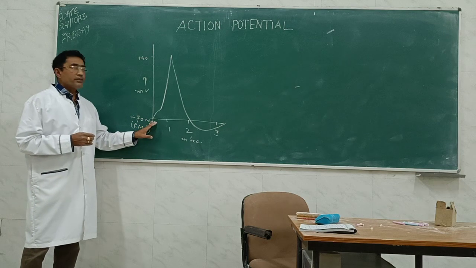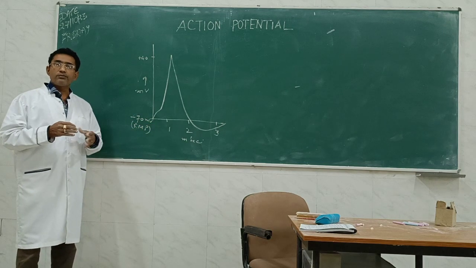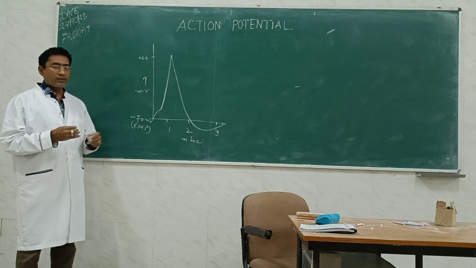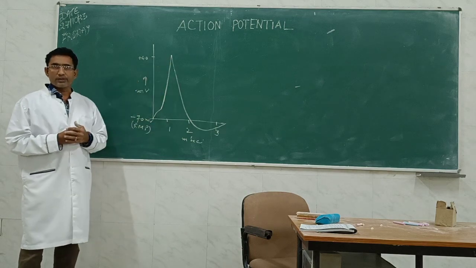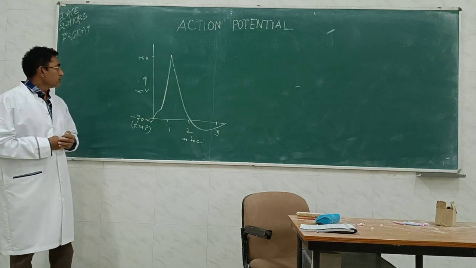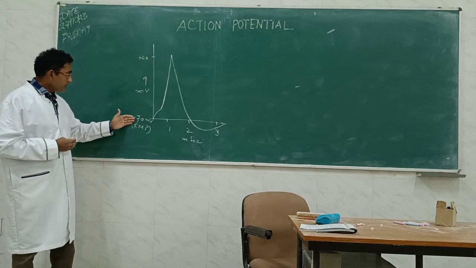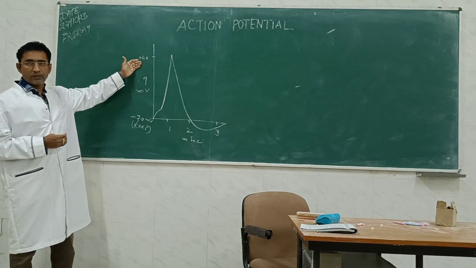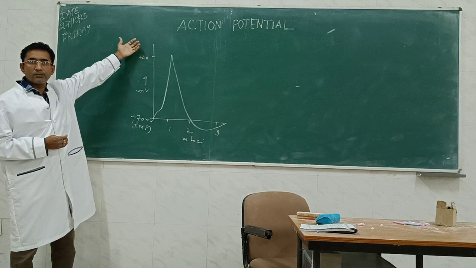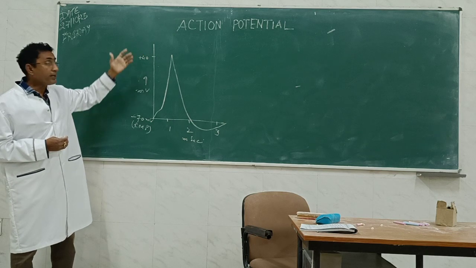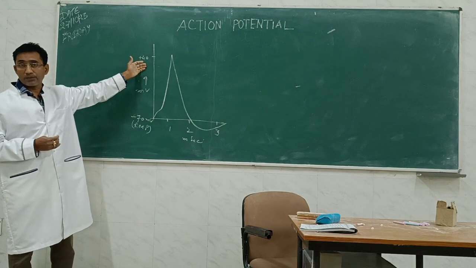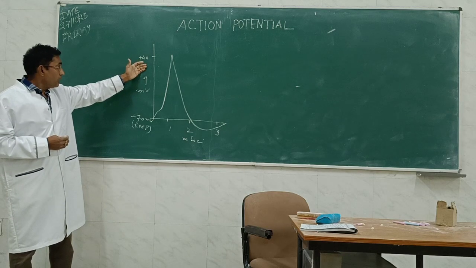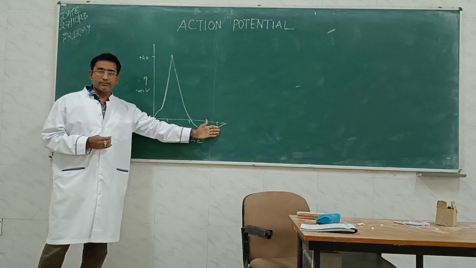And from this minus 70 millivolt, whenever we stimulate, there is a development of action potential. This potential, minus 70, is altered up to plus 40 millivolt. It cannot be plus 41, cannot be plus 42, cannot be plus 40 or more. The maximum limit is up to plus 40 millivolt. And then again it is coming back.